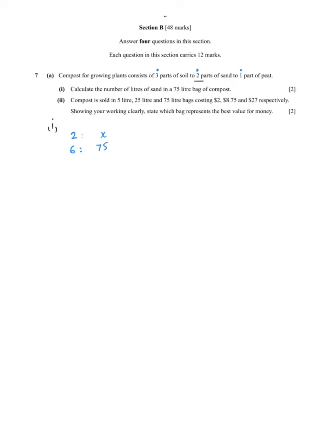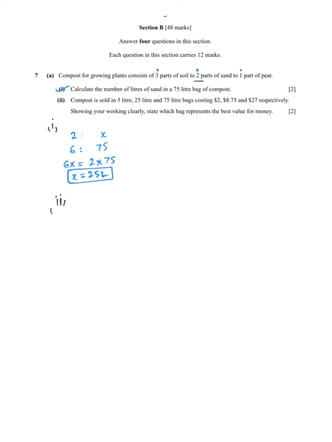So you can do the cross multiplication. 6x is equal to 2 times 75, and find the value of x here. That is equal to 25 liters, and that is your first part answer simply with the ratio method. For the second part, it says compost is sold in 5 liter, 25 liter and 75 liter bags costing $2, $8.75 and $27 respectively. Show your working clearly. State which bag represents the best value for money.